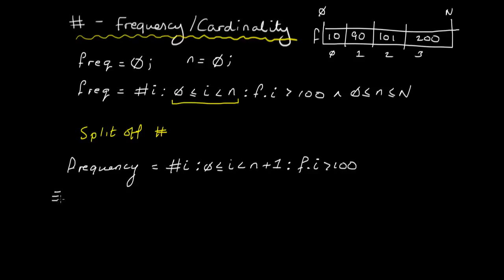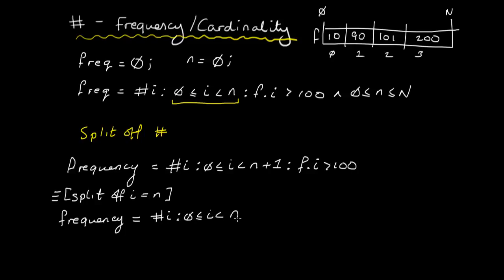So when we split this off, so split off I equal to n, we end up with frequency is equal to cardinality of I greater than or equal to 0, less than n. We drop the plus 1, we keep the f dot I on this side, greater than 100, and remember that's what we've previously processed, so we bracket that off to kind of separate that out.